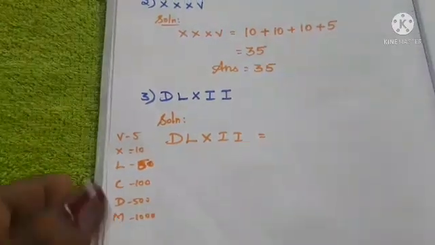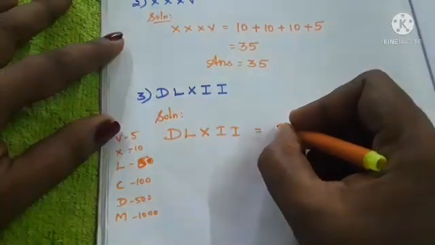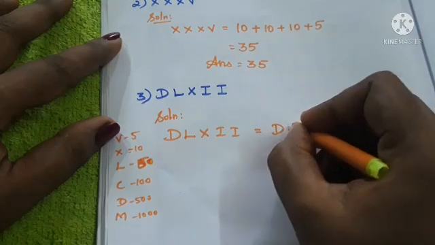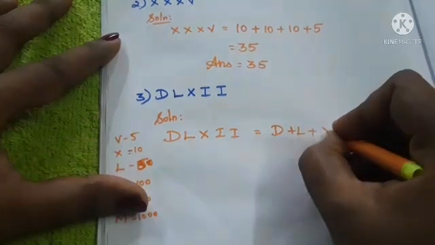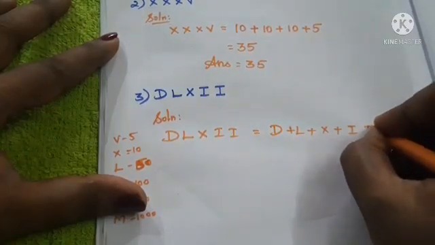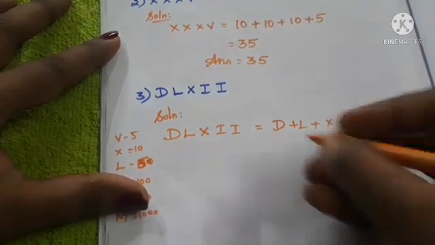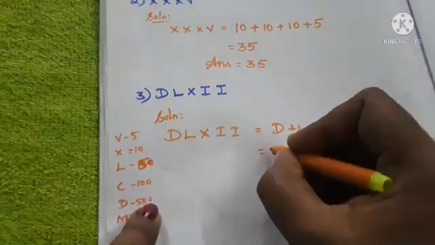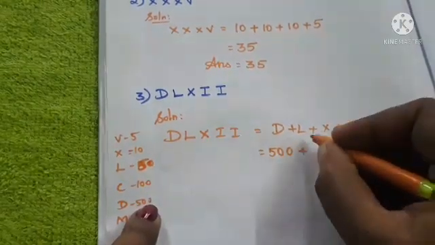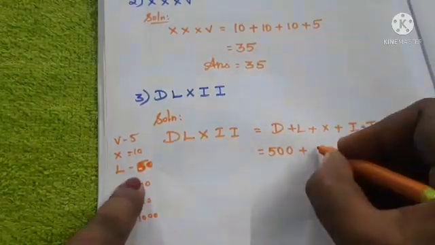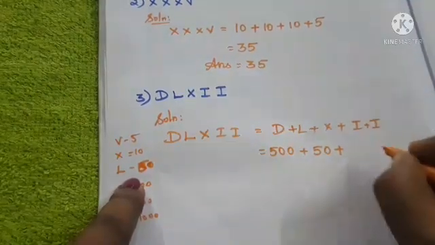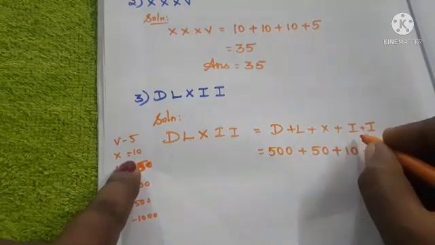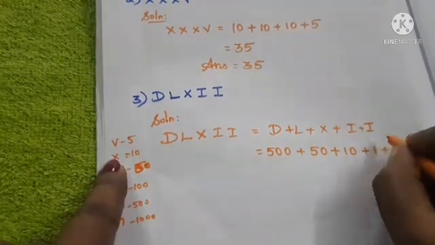So first we can split this numeral as D plus L plus X plus I plus I. D means what? D means 500. So we can write 500 plus L. L means 50, plus X means 10, plus I means 1, plus I means 1.